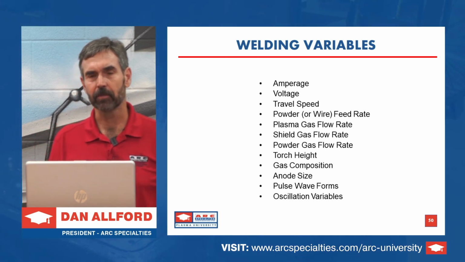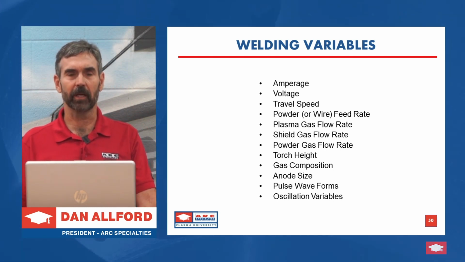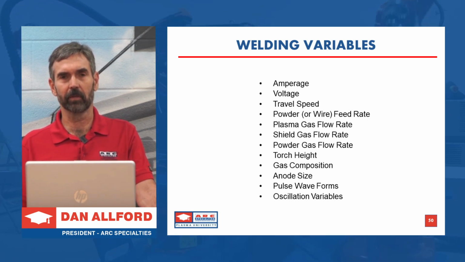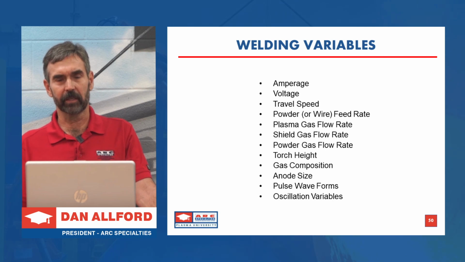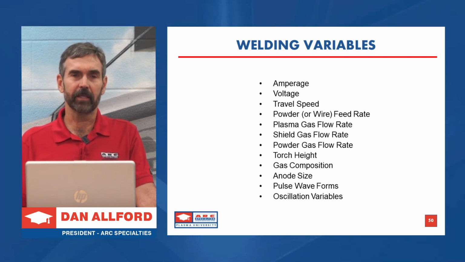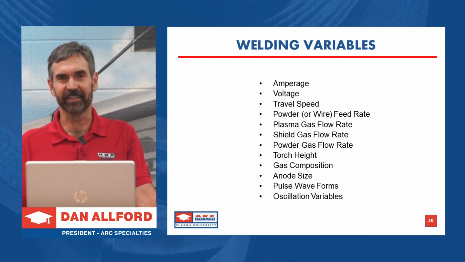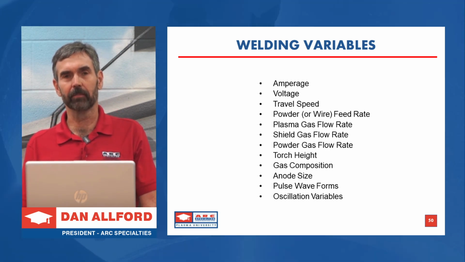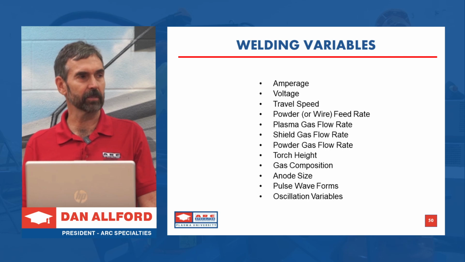And your anode size. The whole point of plasma is to collimate the arc. And so if you have excessive anode sizes, you really don't collimate. But on the other hand, there's limitations. You can't have more amps than the size of your anode. So the very small anodes are limited to lower current settings. We're going to demonstrate this for you.